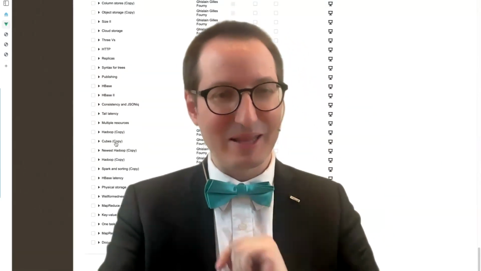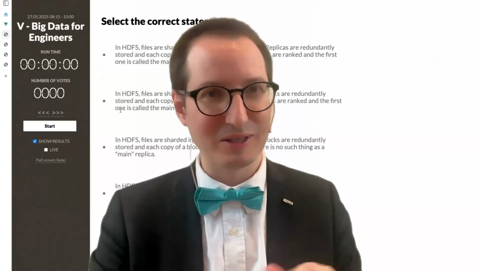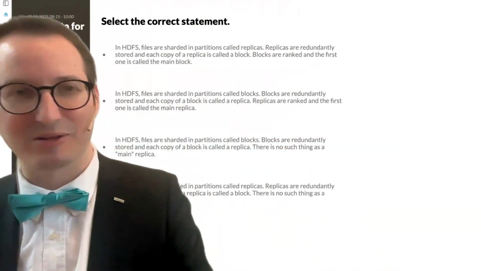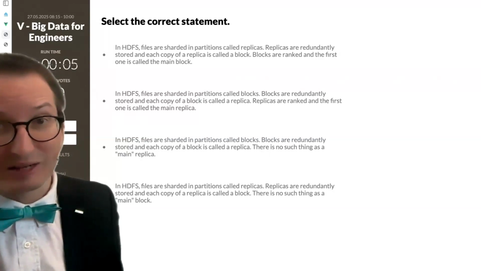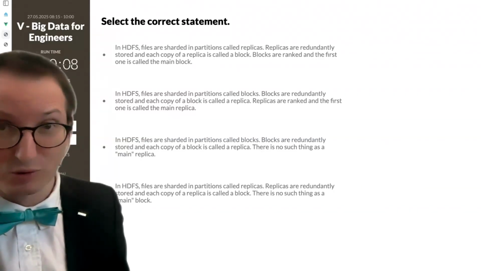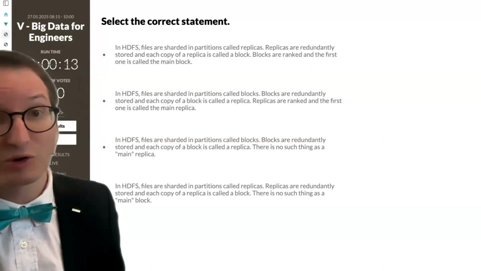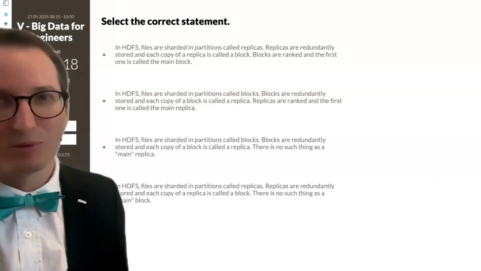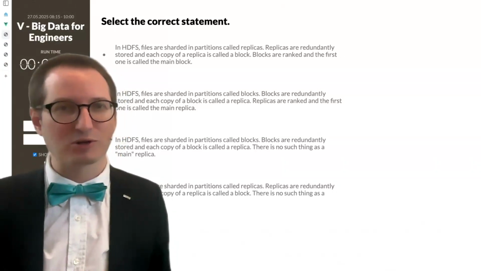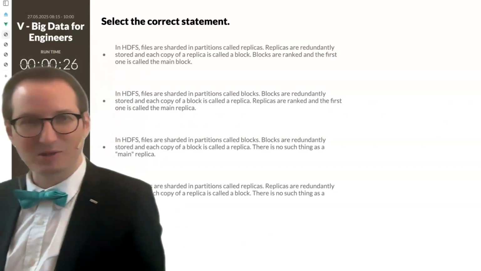All right, but we still need now to find a winner among the students. I think the internet connection is here. Right, so select the correct statement. In HDFS, files are sharded in partitions called blocks or replicas. That's the two possibilities. Replicas or blocks are redundantly stored, and each copy of a replica or block is called a block or a replica. Blocks or replicas are ranked, and the first one is called the main block or replica. So you need to select the one that is correct.